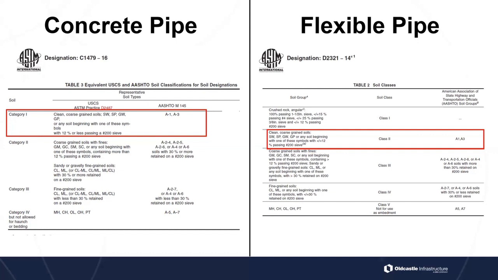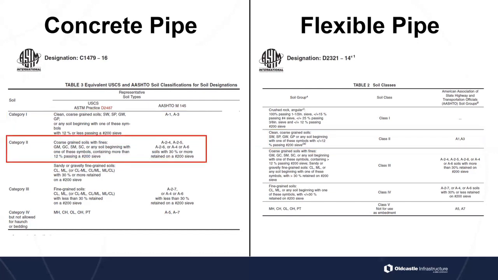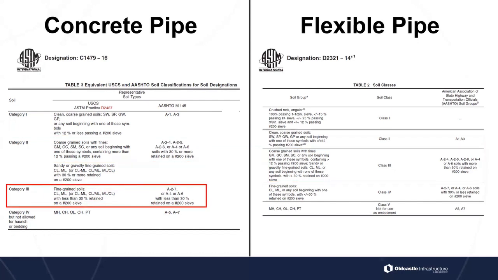Now, for a category 2 soil for concrete pipe, these are your coarse-grained soils with some fines. These are your A2-4, A2-5, A2-6, or your A4 and A6 soils with 30% or more material retained on the number 200 sieve. However, for a flexible pipe, this is a class 3. So category 2 for concrete, class 3 for flexible. Same soil classifications, just one is category 2, flexible pipe is class 3.